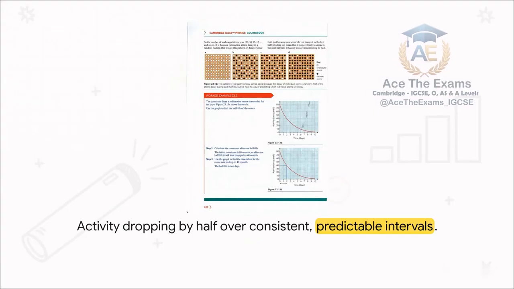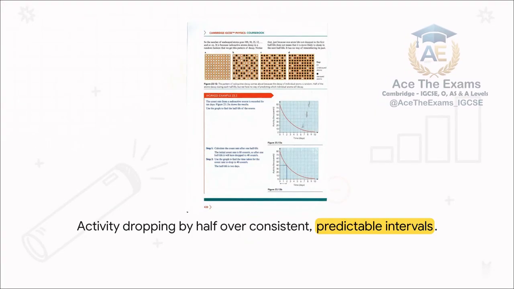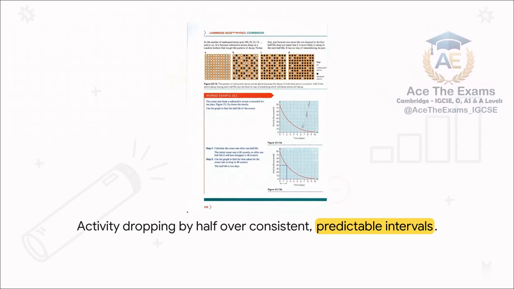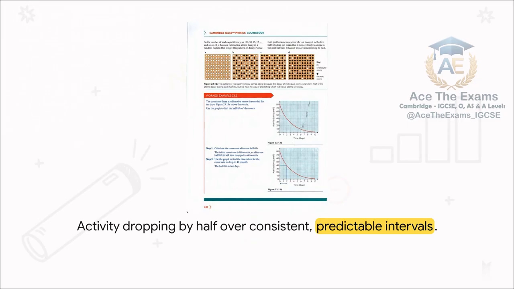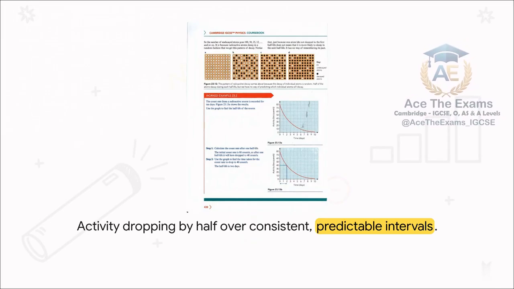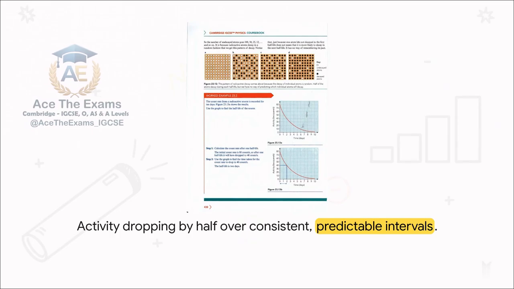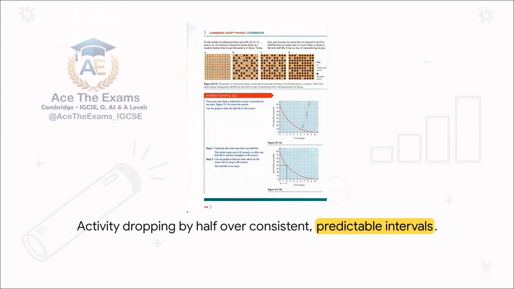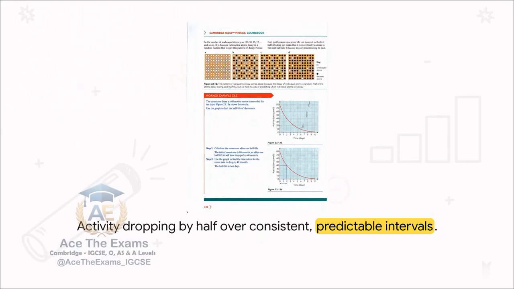This visual graph beautifully illustrates activity dropping by half over consistent, predictable time intervals, which is exactly what half-life represents. Imagine we start at an activity of 80 becquerels on day 0. We draw a horizontal line across from 40 becquerels, which is exactly half, and see where it hits the curve. From that point on the curve, we drop a vertical line straight down to the x-axis. It hits exactly at 2 days.